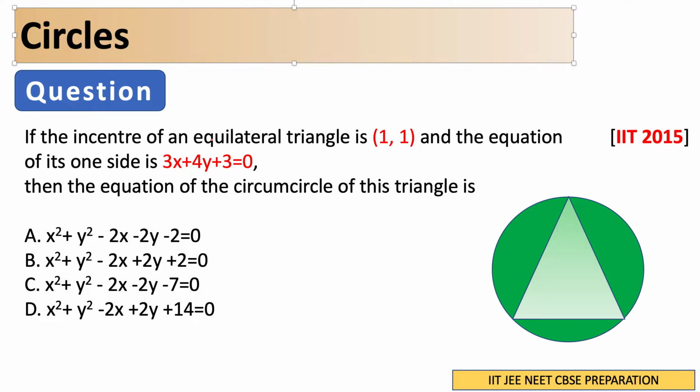First of all, they have given the incenter of an equilateral triangle. So this is an equilateral triangle and the incenter is given to us. The incenter is (1, 1). So suppose this is the incenter. The incenter is formed by angle bisectors, right? So these are the angle bisectors, and they will form your incenter. They are saying that you have to find the circumcircle of this triangle.